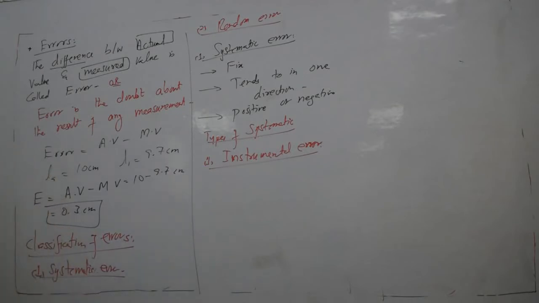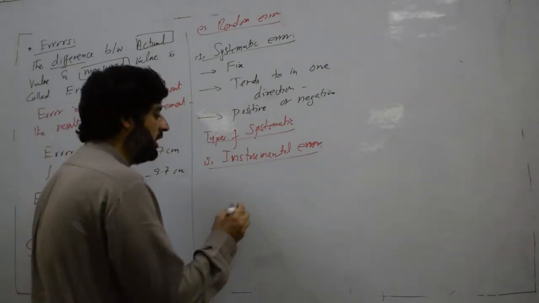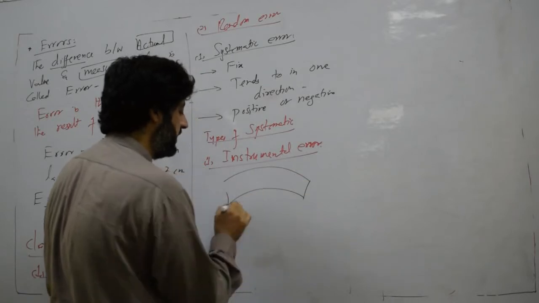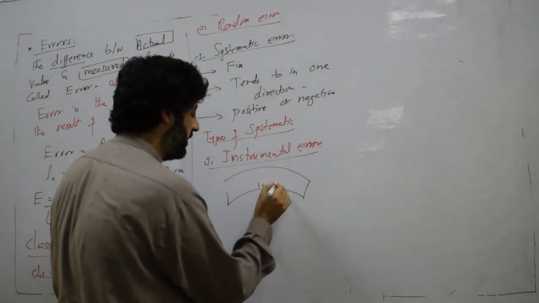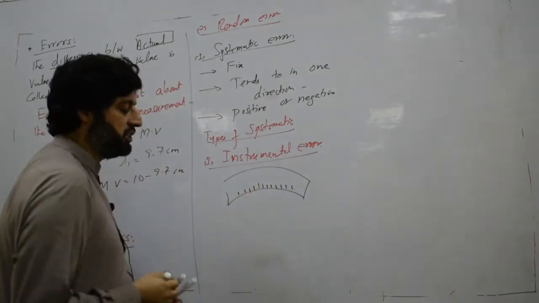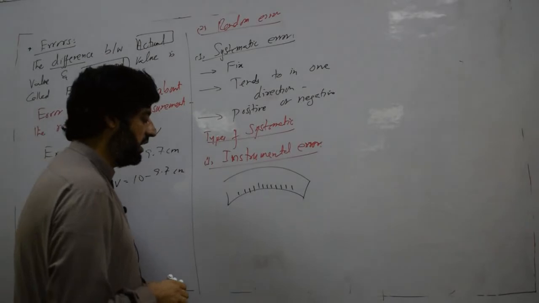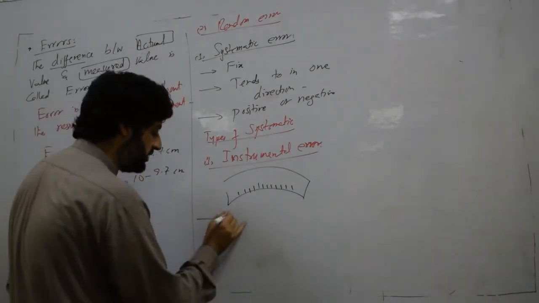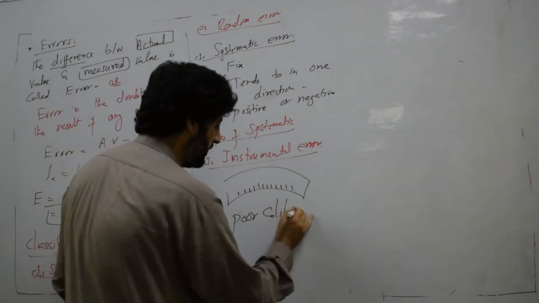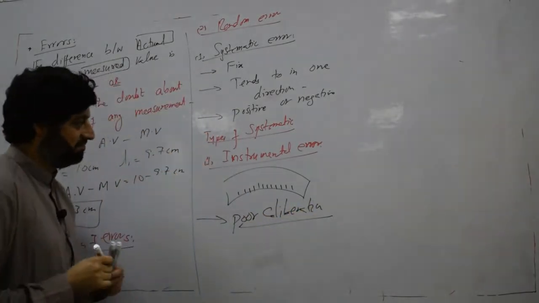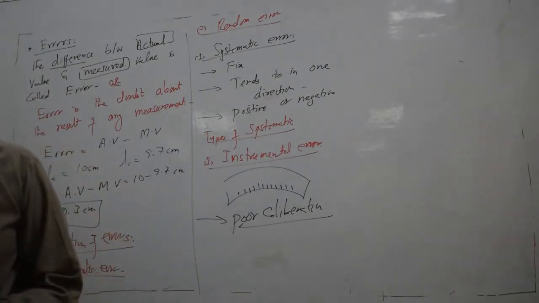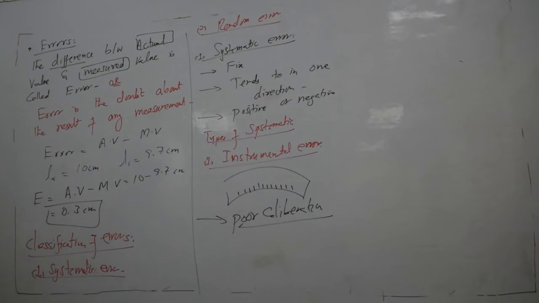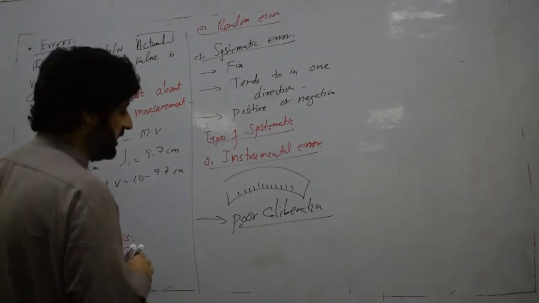Instrumental error arises from the imperfect design or calibration of the measurement instruments, or the sensitivity of the instruments. Suppose we want to measure with a galvanometer and we want to calibrate it, and we made a poor calibration of the ammeter or galvanometer. Poor calibration is a type of systematic error, because this error exists in the device, in the instruments. So this poor calibration is called instrumental error.